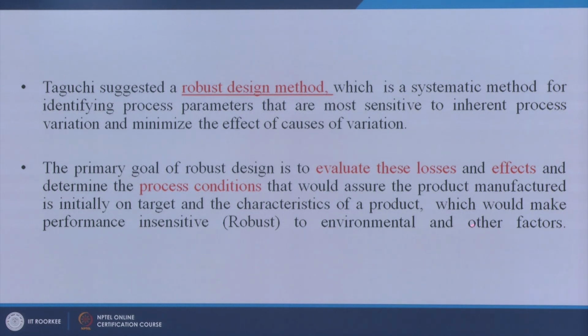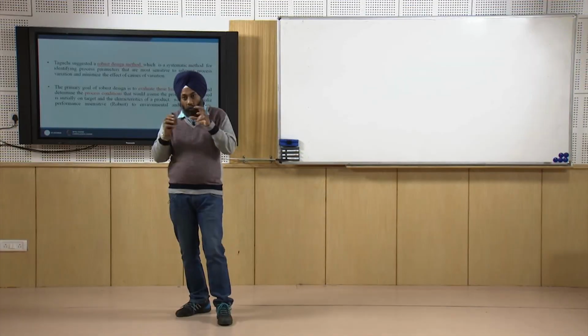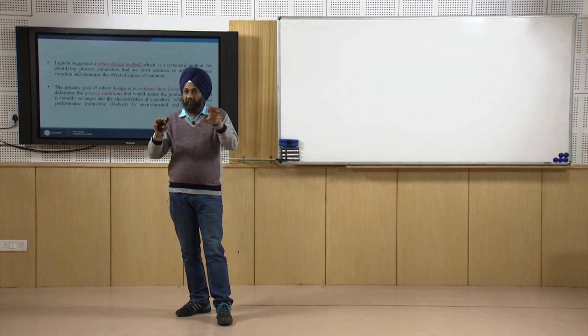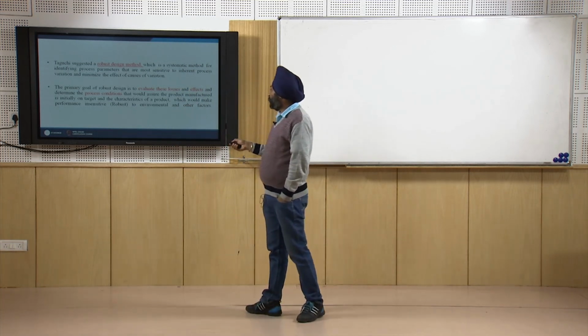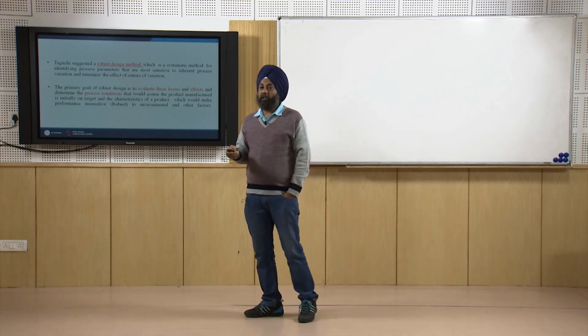So, we have to ensure that the product manufactured is initially on target. First we have to ensure the quality of the product, and the characteristics of the product which would make performance insensitive. So the performance becomes robust, it is not sensitive to the variation of the noise factors. Those noise factors can be environmental or other factors.